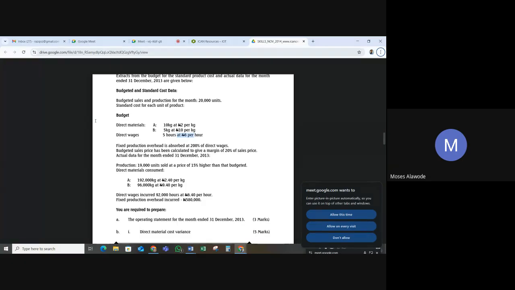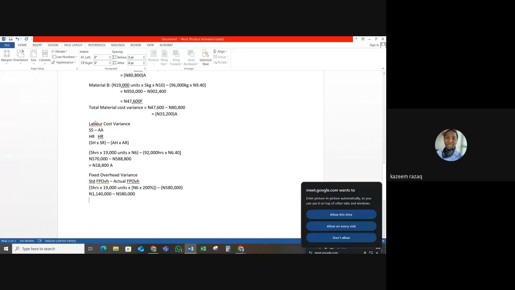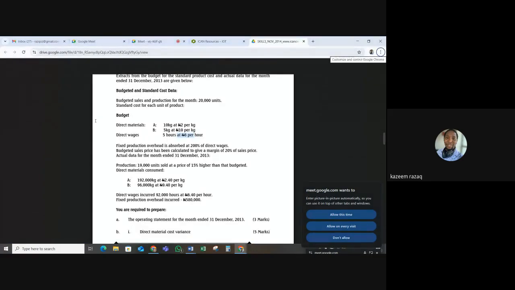In the case where we are given budgeted, we will use our budgeted to get our fixed production overhead absorption rate. For fixed production overhead absorption rate, it has always been budgeted, not standard. Do you understand that, sir? Yes, sir, thank you very much. So what's the difference between these two? 560,000. Favorable or adverse? Favorable. Do we have any other question here?